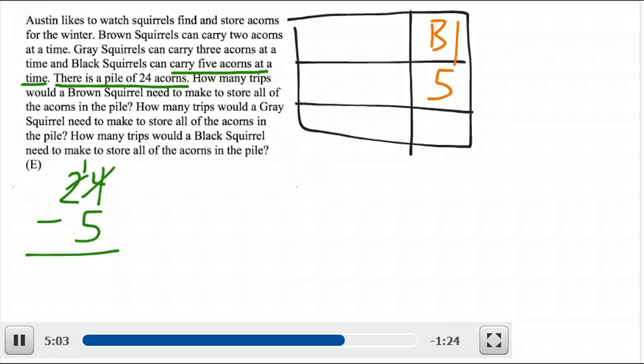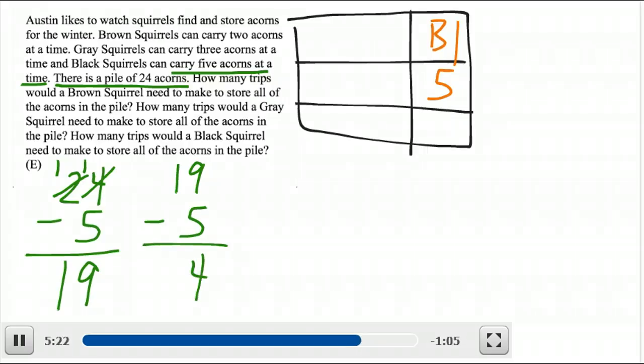I have to borrow. So I take 1 ten away and I regroup it. So 10 and 4 ones gives me 14. 14 minus 5 is 9, and I still have one group of 10. So I'm going to see 19 minus 5 more. 9 minus 5 is 4. Don't have to regroup this time. Gives me 14. So now I go 14 minus 5. 14 minus 5 is 9.